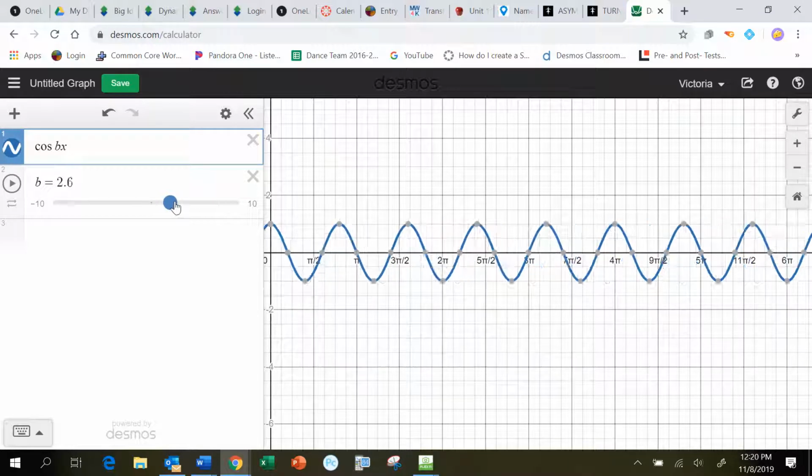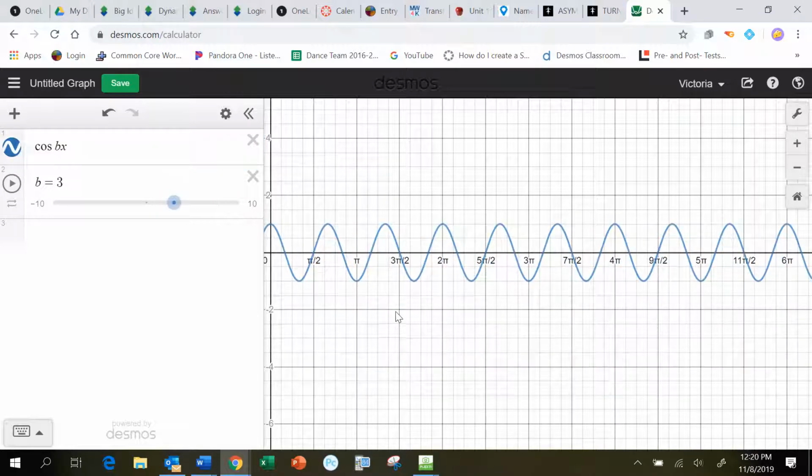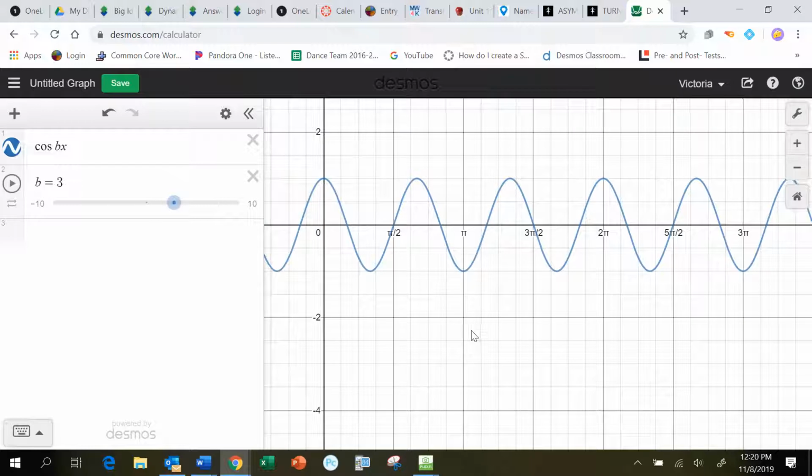So I'm going to go to 3. And I'll just zoom in here so we can look at 0 to 2 pi. We've got 1 full cycle. We've got 2 full cycles. And we've got 3 full cycles. So what do you think this b is telling me? It's the number of cycles that fit between 0 and 2 pi.